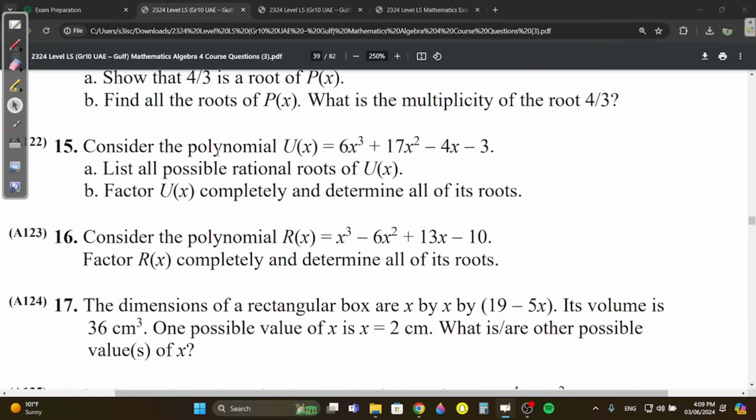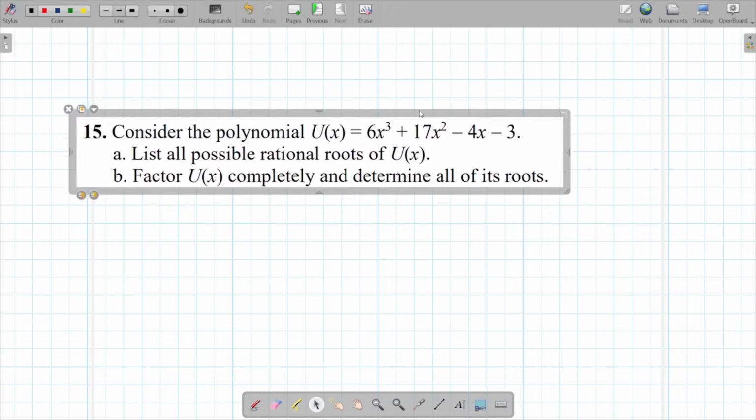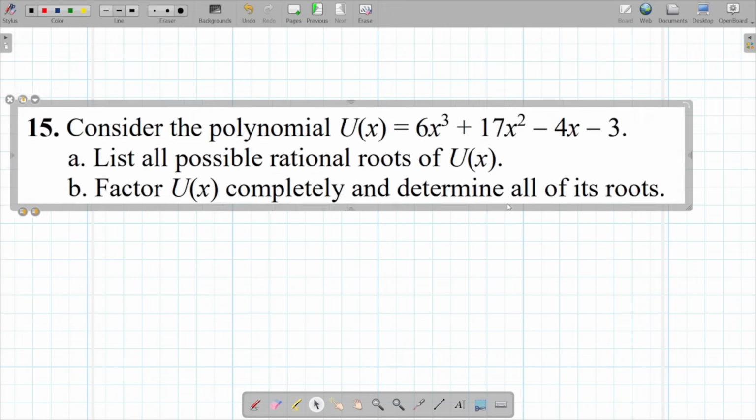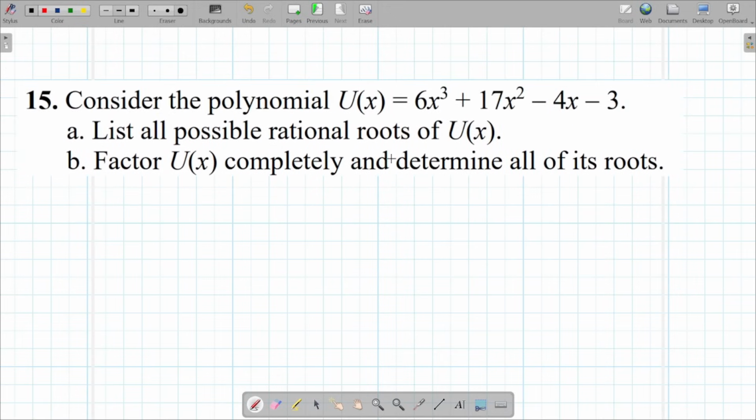Or 15. Which one looks a bit trickier? 16 is easier. I hope they bring something like 16 because it's easier when you're working with 1 as your coefficient. But since I'm here to teach you and not to give you easy questions, I'm going to do the harder one. Question 15.